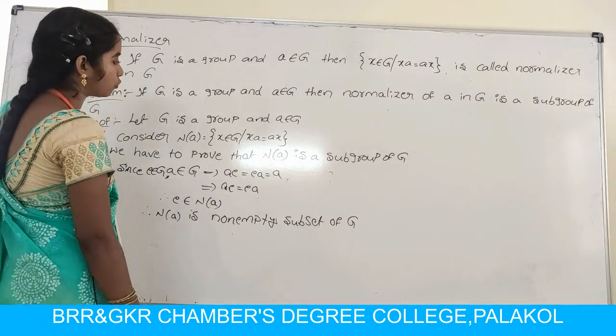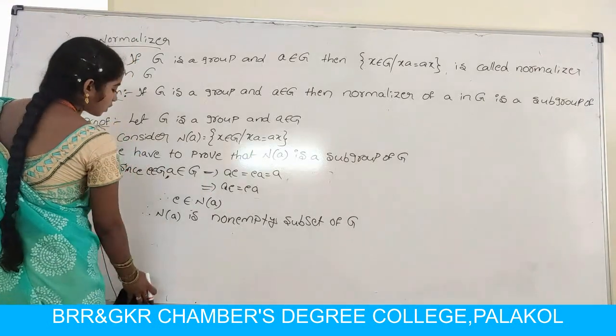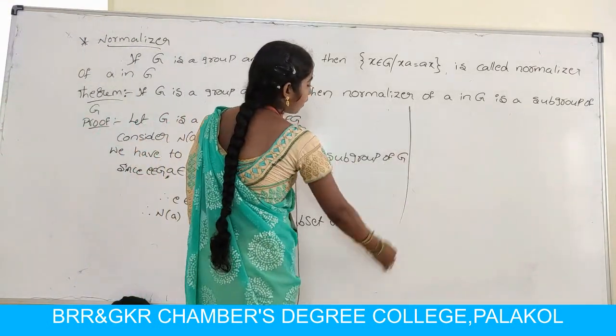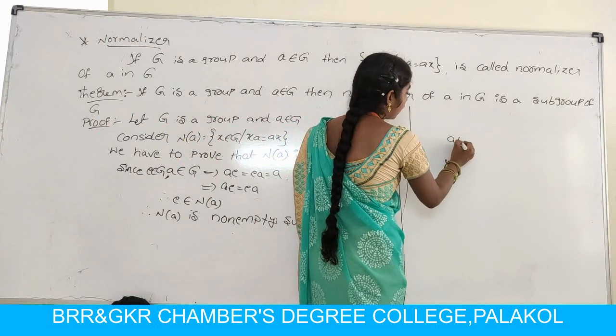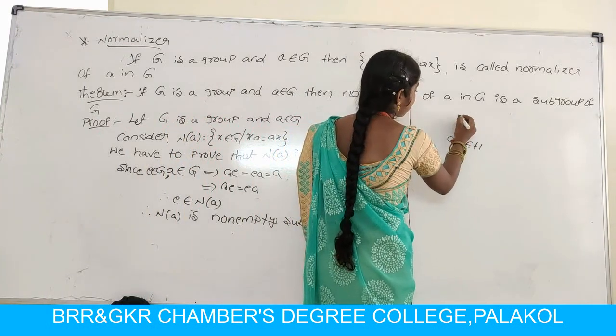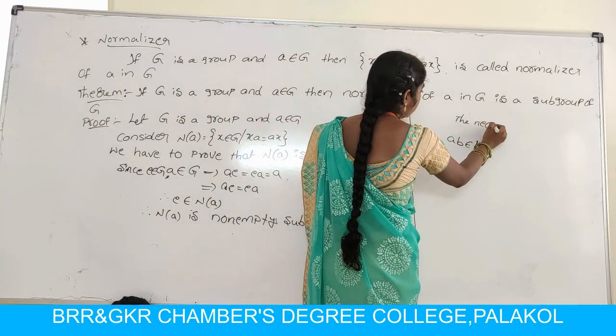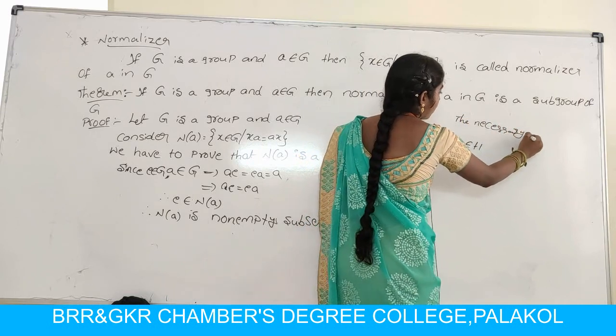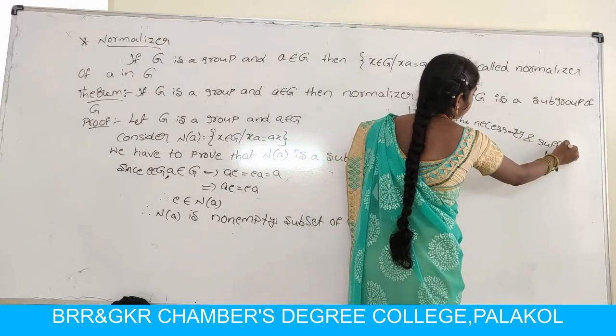So next we have to prove the subgroup condition. Already you know that by the known theorem, AB belongs to H is the necessary and sufficient condition.